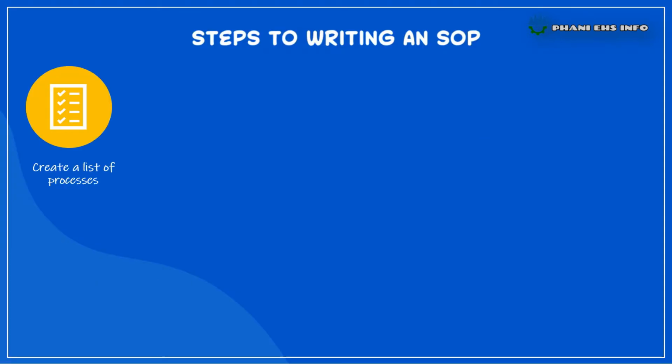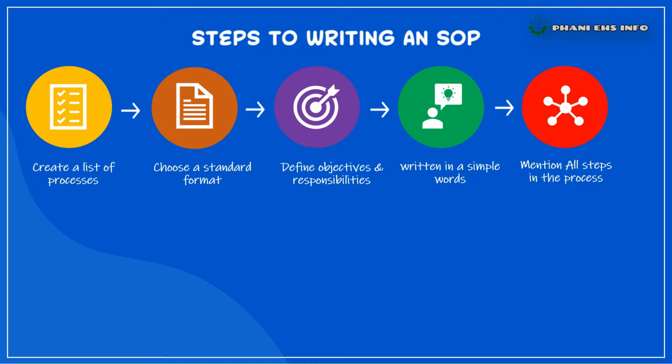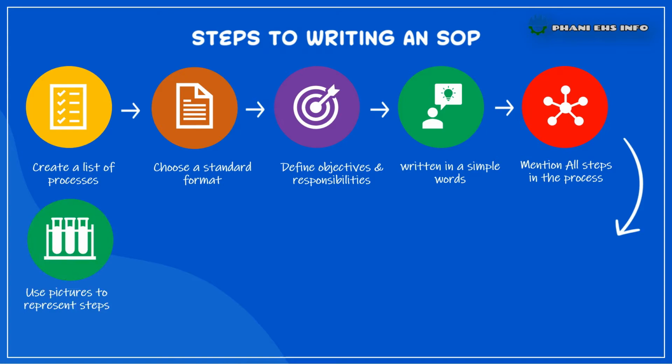So to prepare SOP, we have to follow these 10 simple tips. First one, list out all the processes or procedures that require SOP. Second one, design or choose a standard format for writing SOP. Third one, define objectives and responsibilities. Fourth one, SOP should be written in simple words that can be easily understood by other users. Fifth one, all steps involved in the process clearly mentioned. Sixth one, if steps are more than 10, then we represent steps in picture format.